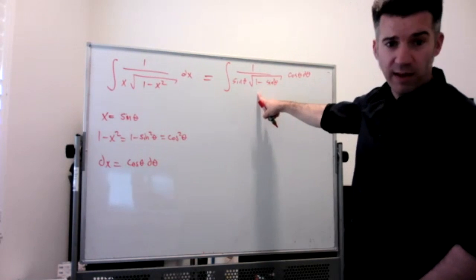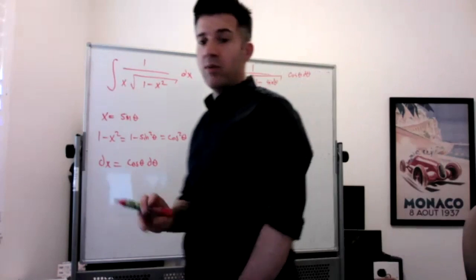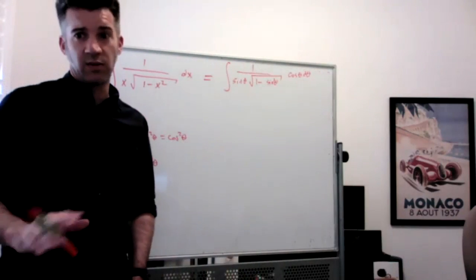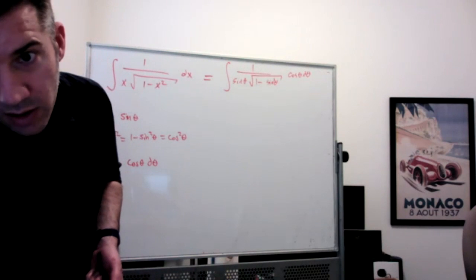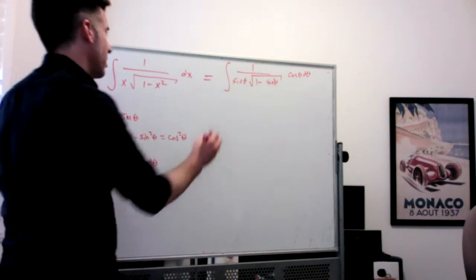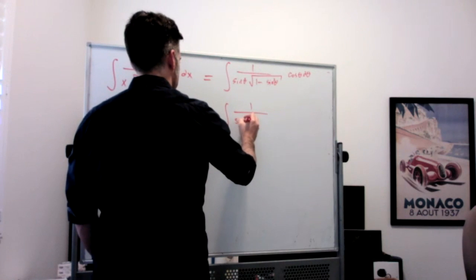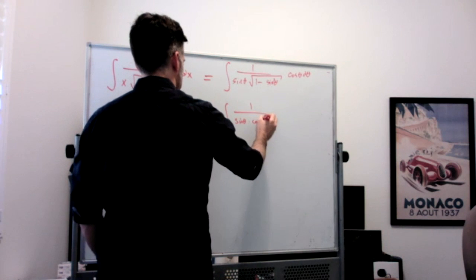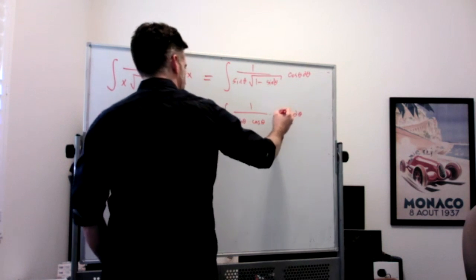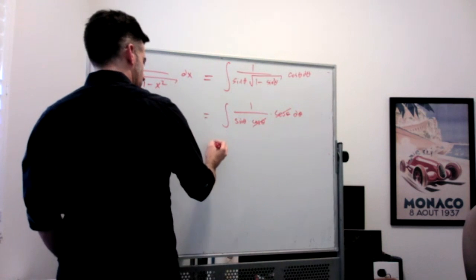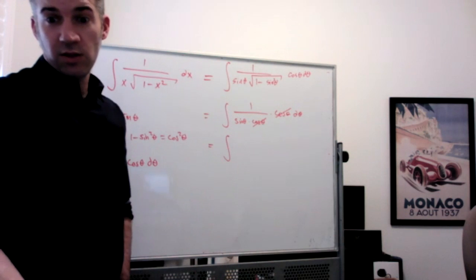Okay, but the square root of 1 minus sine squared is the square root of cosine squared, which is just cosine. When there's no limits of integration, we really don't worry about the square root of a square being positive or negative. So we end up getting the integral of 1 over sine, cosine times cosine. We can cancel the cosine there, cosine there. So we're really integrating 1 over sine, also known as cosecant.